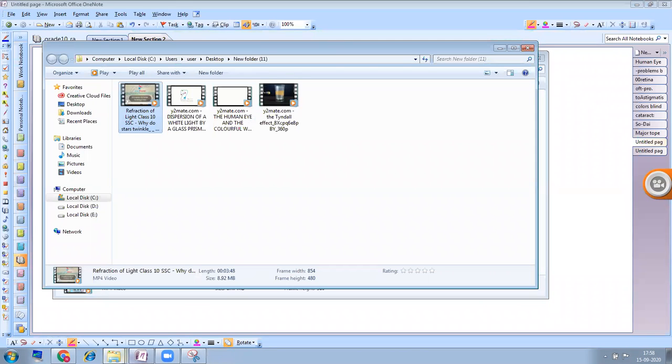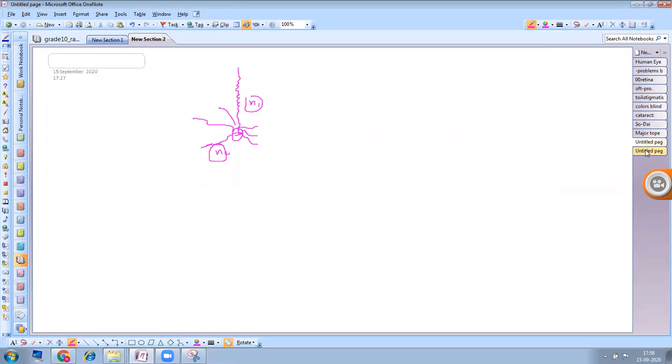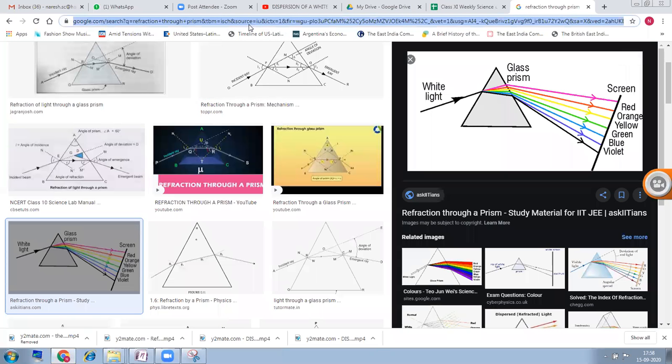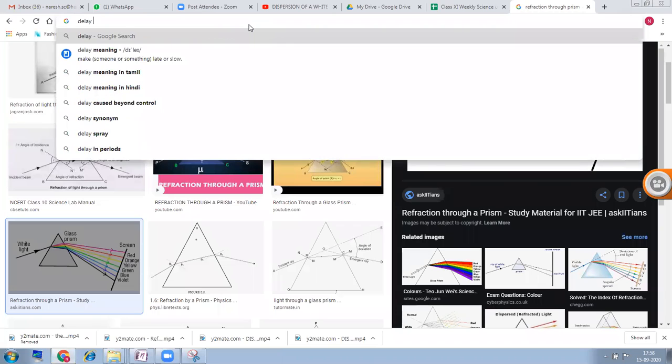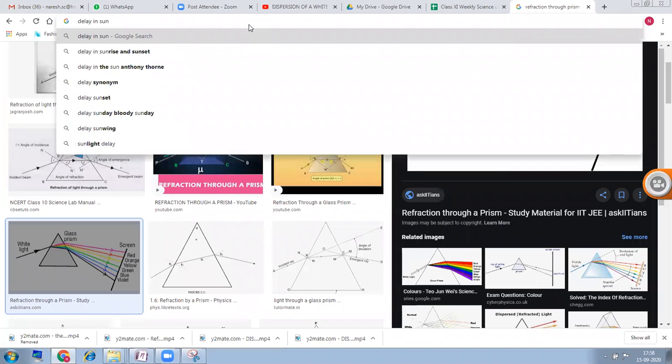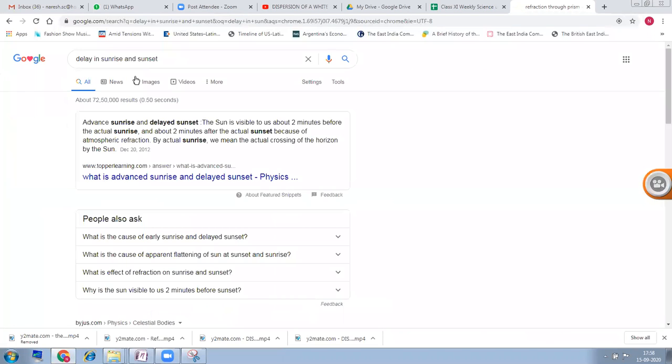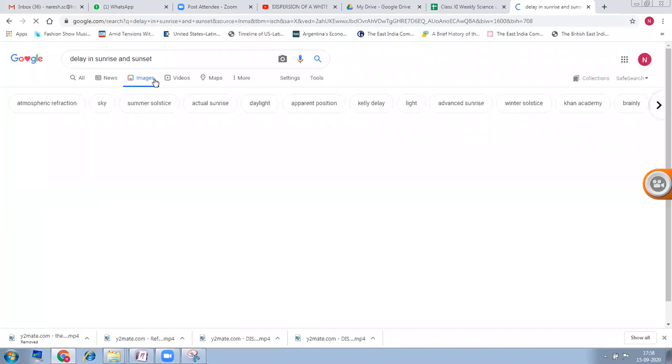Is it clear, guys? So based on these examples, can anyone explain why there is a delay in sunset and an advance in sunrise? Anyone? Can anyone explain the delay in sunset and advance in sunrise? Ranjan, anyone?